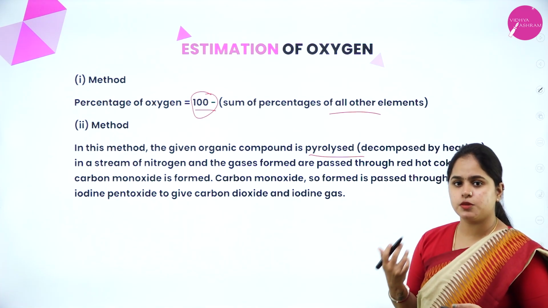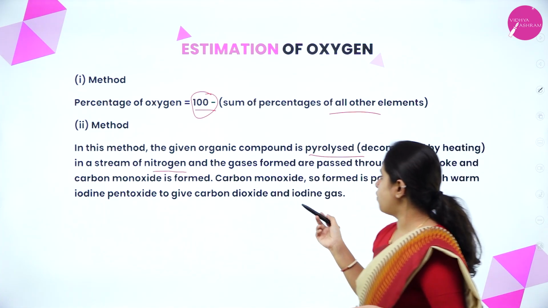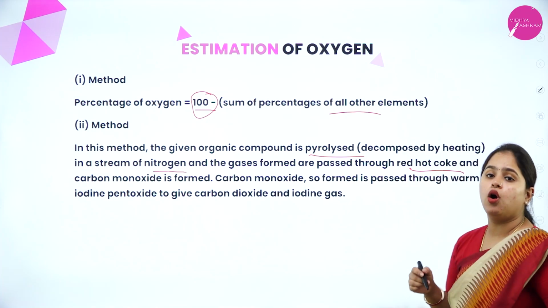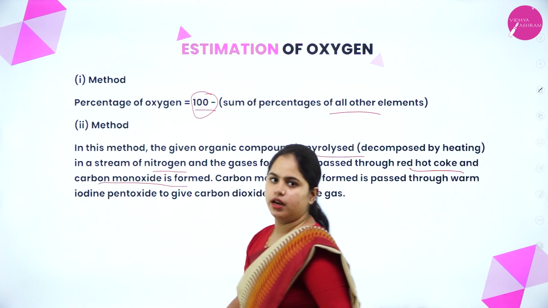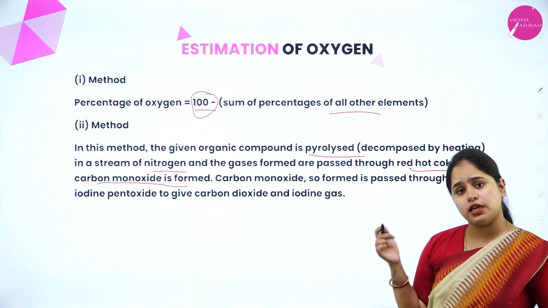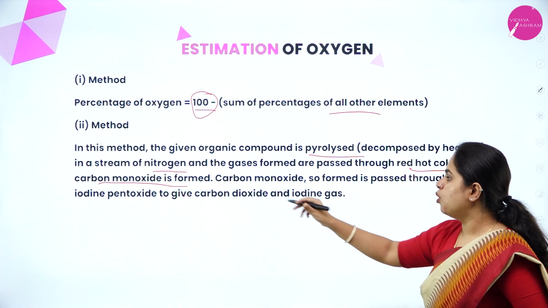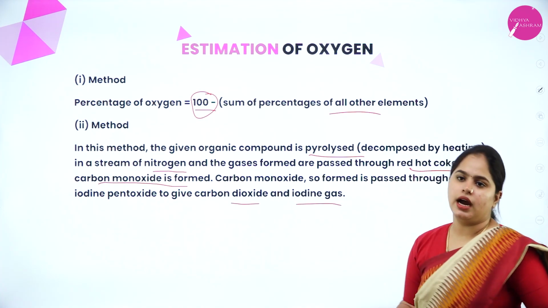Okay, so that is called pyrolyzing. In a stream of nitrogen, the gases formed are passed through red hot coke, and carbon monoxide is formed. Right? Now the carbon monoxide so formed is passed through warm iodine pentoxide to give carbon dioxide and iodine gas.